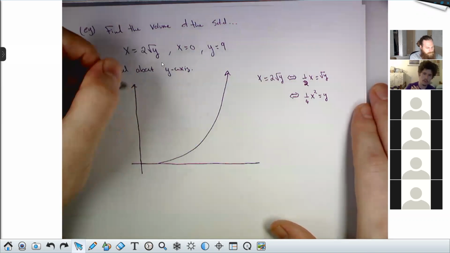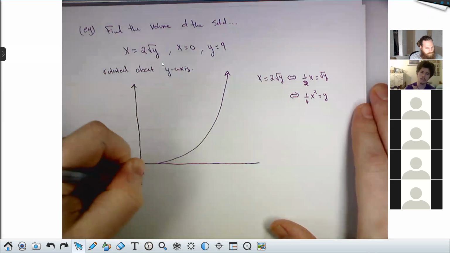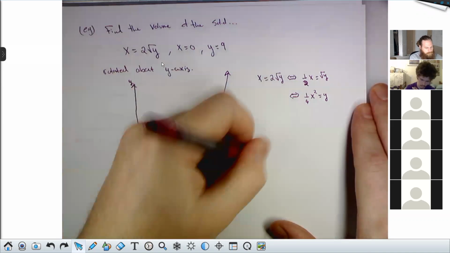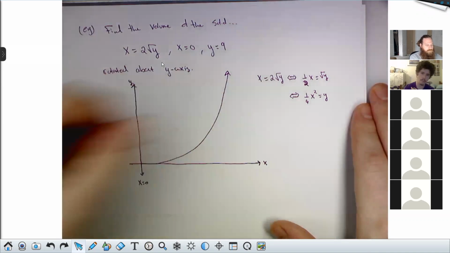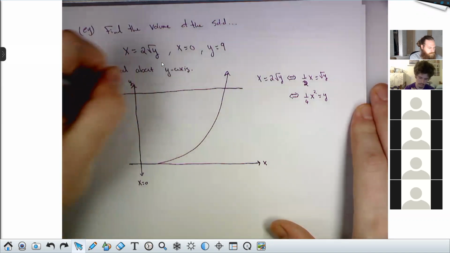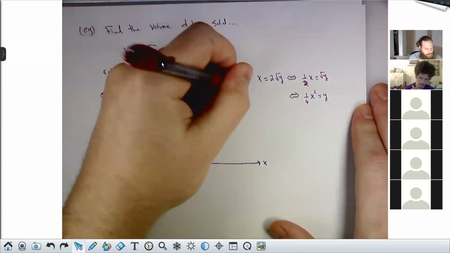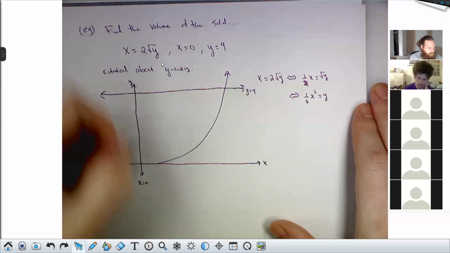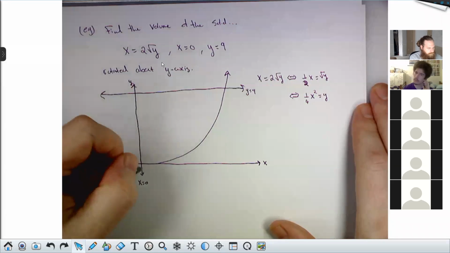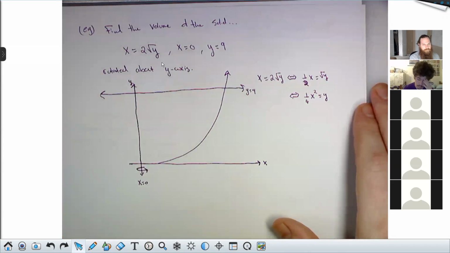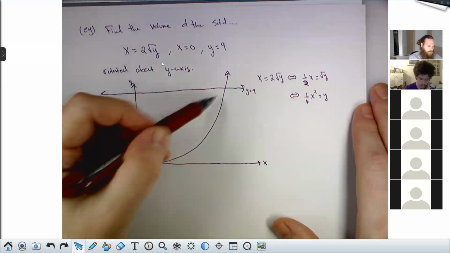X equals 0 is the y-axis, just like y equals 0 is the x-axis. And then we have over here the line y equals 9. So I want to take this region and revolve it around the y-axis. So here's my region.